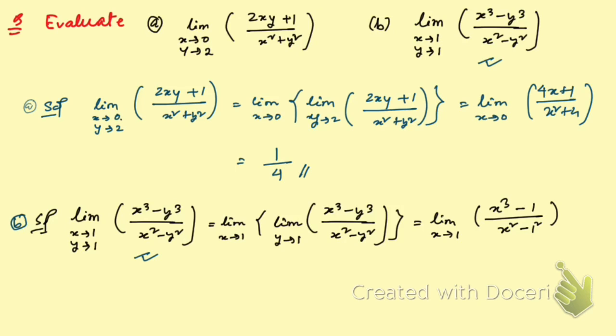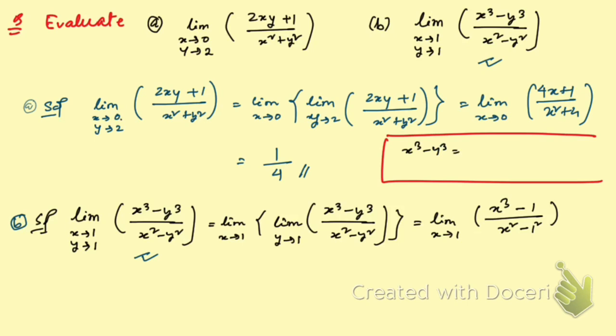In order to factorize this, we need two identities for this particular case. That is x cube minus y cube, which is equal to x minus y into x square plus xy plus y square, and another identity is x square minus y square, that is x plus y into x minus y. We're going to use these two identities here.